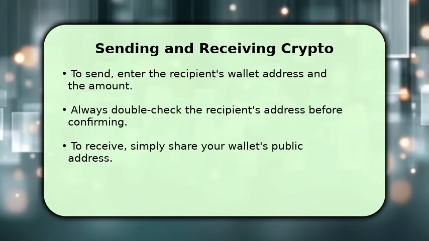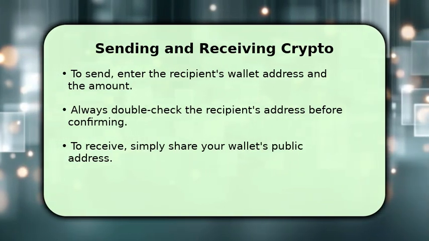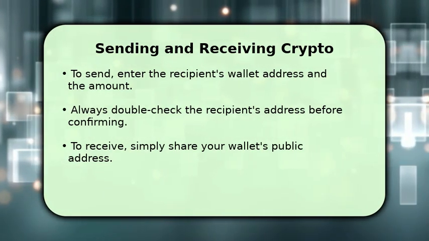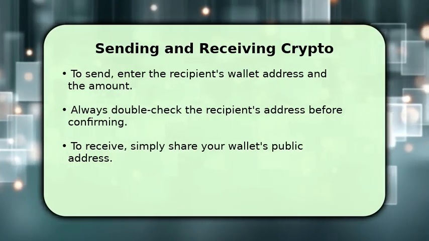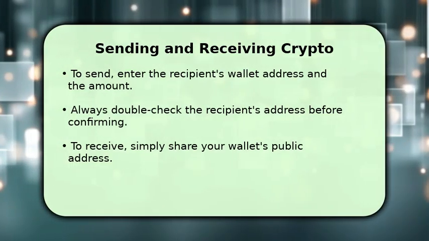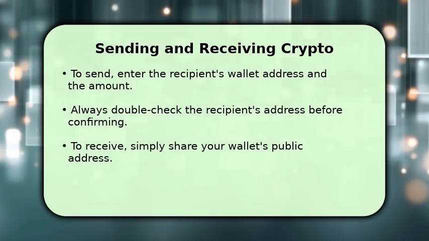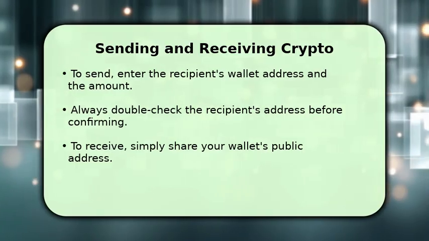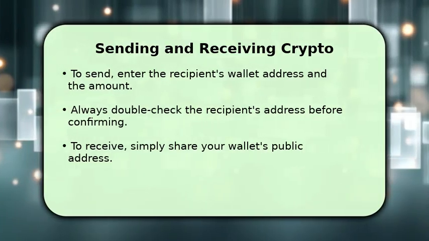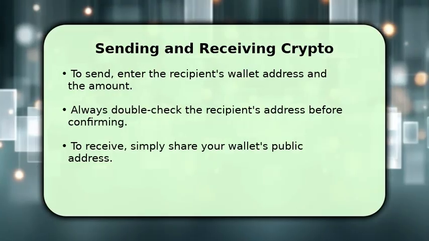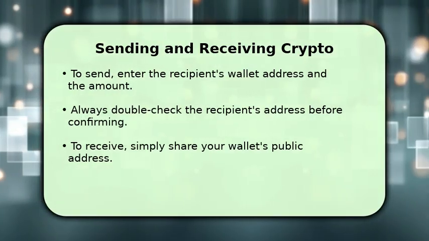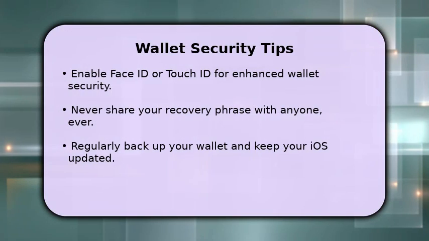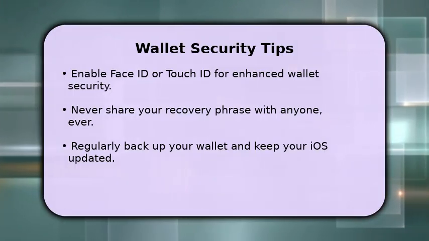Sending and receiving cryptocurrency is straightforward. To send, select the cryptocurrency, enter the recipient's wallet address and specify the amount. Always double-check the address carefully, as transactions are irreversible. To receive, simply provide your public wallet address to the sender. They will then initiate the transfer, and the funds should appear in your wallet after network confirmation, which can take a few minutes.